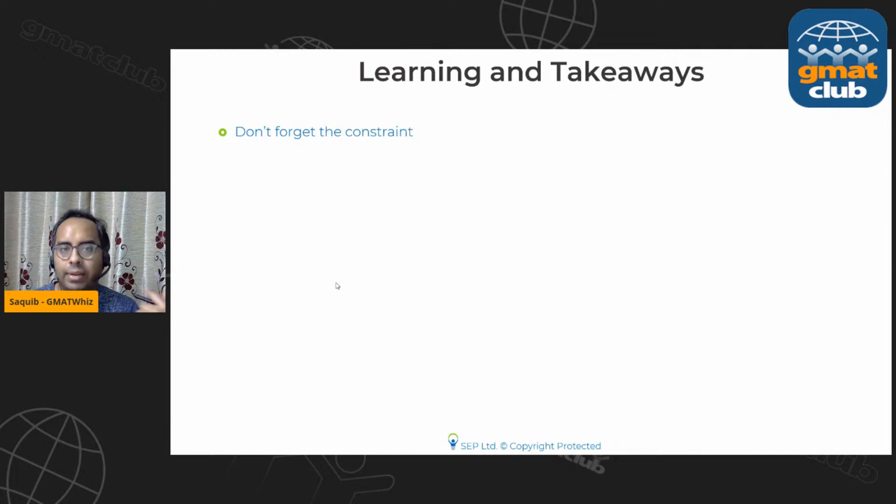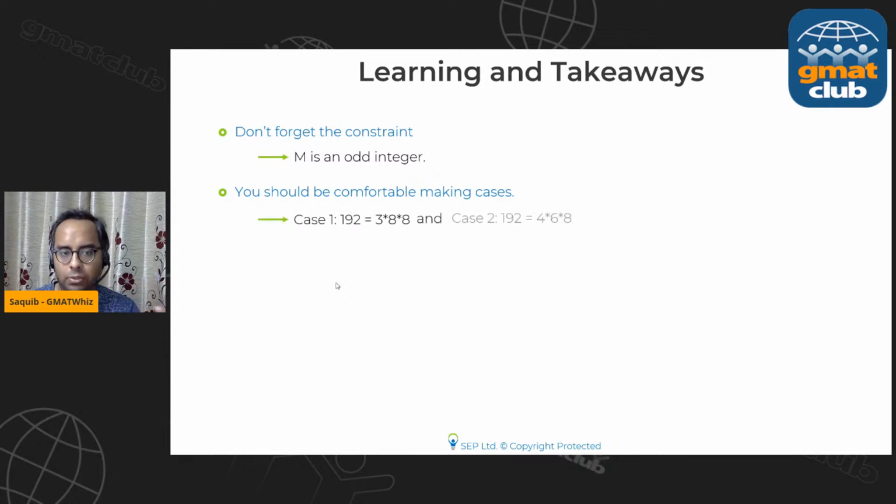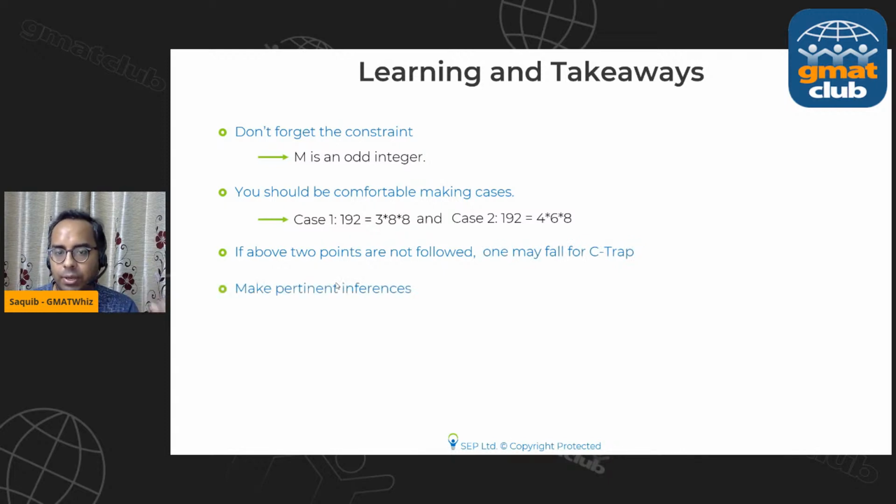Okay. The learning takeaway is obviously number one, which I've already told you, don't forget the constraint. If M is an odd integer, you have to consider the unit digit as odd. Another thing, and this is a general DS skill, is you should be comfortable creating cases also. So if you're not writing all the cases, and maybe if you got stuck with only one of the cases and did not think of the other one, then that's also wrong, because you might get this question as a PS question also, and you should be comfortable making these kinds of cases. Okay, and obviously if you don't fall for the trap, there are other traps that you can fall for. You might fall for a C trap, you might fall for an E trap, the number of traps that you might fall for.